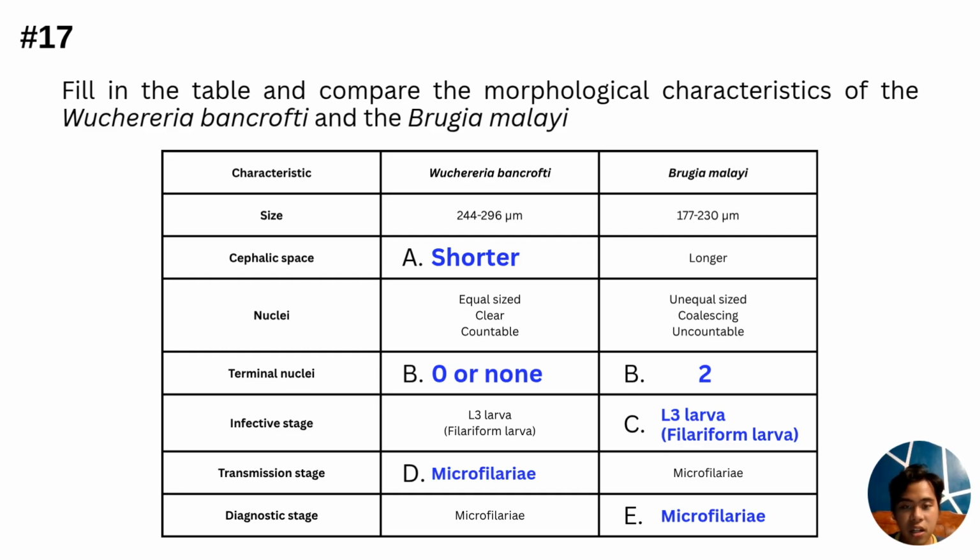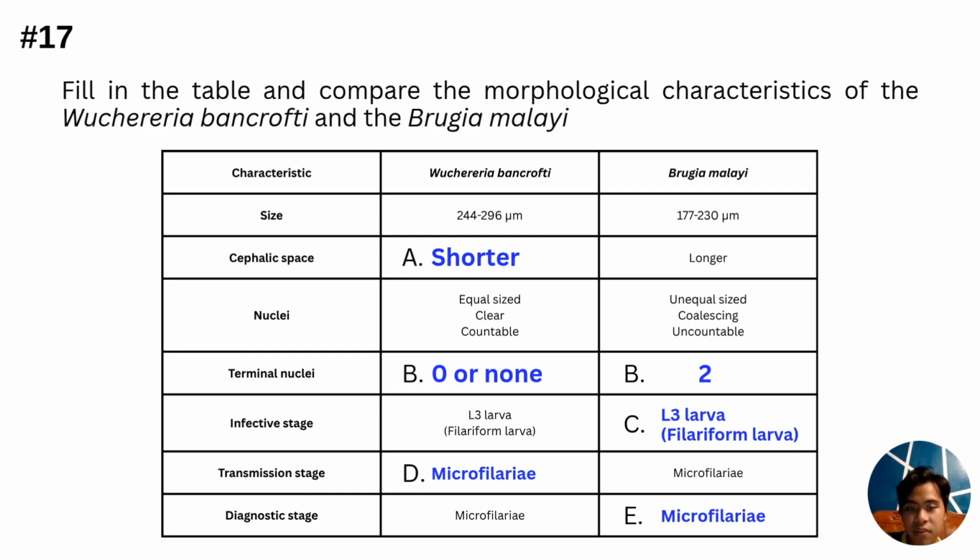Size-wise, Wuchereria is larger than Brugia. In terms of cephalic space, as we have seen in the previous slide, that of Wuchereria is shorter while Brugia's is longer. For the nuclei, as we have seen a while ago as well, Wuchereria is uniformly sized, clear, and countable, while Brugia's is unequally sized, coalescing, and uncountable. Wuchereria species have no terminal nuclei, while Brugia have two terminal nuclei that are in tandem with each other.